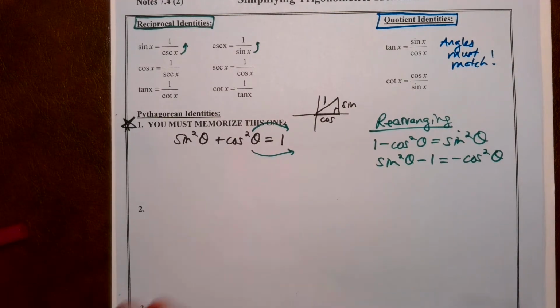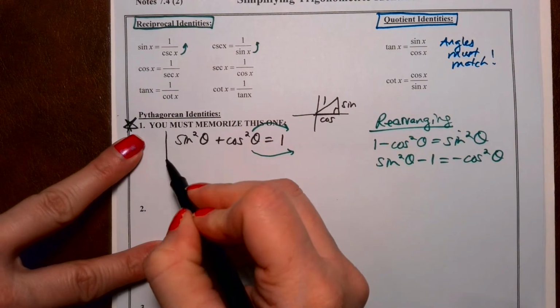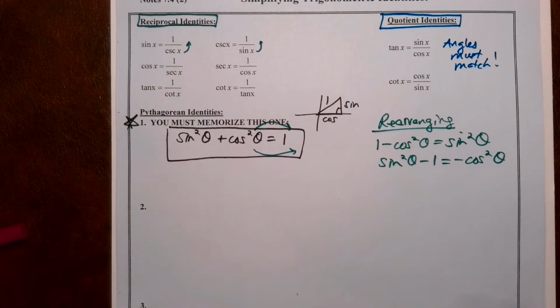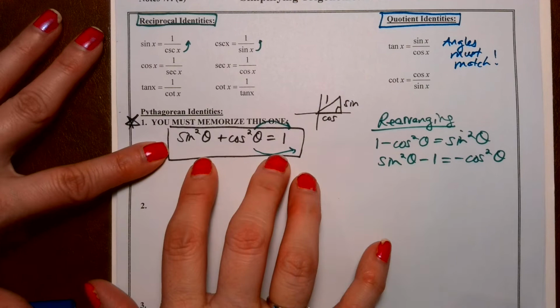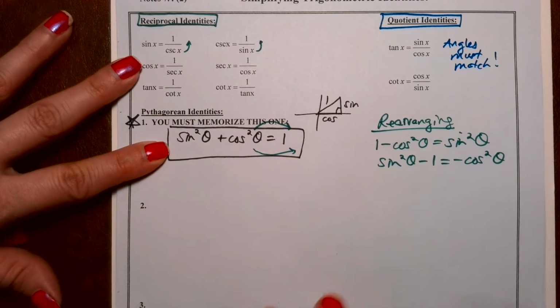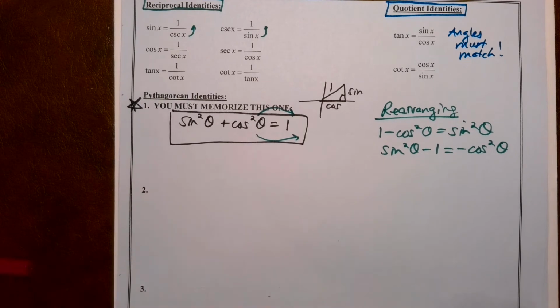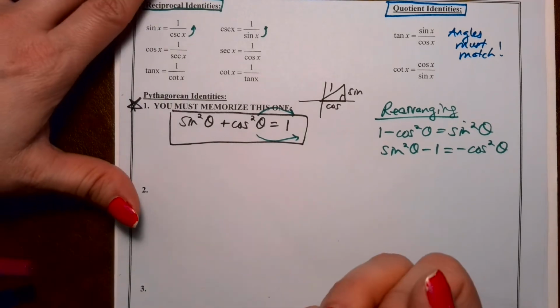Now, let's put a box around this one. This is the most important one. We have to memorize that. If there's some things I would write on the top of my test, this might be one of them. Everything else you could rearrange or you could make. Okay, so the second Pythagorean identity you can quickly make at the top of your test.